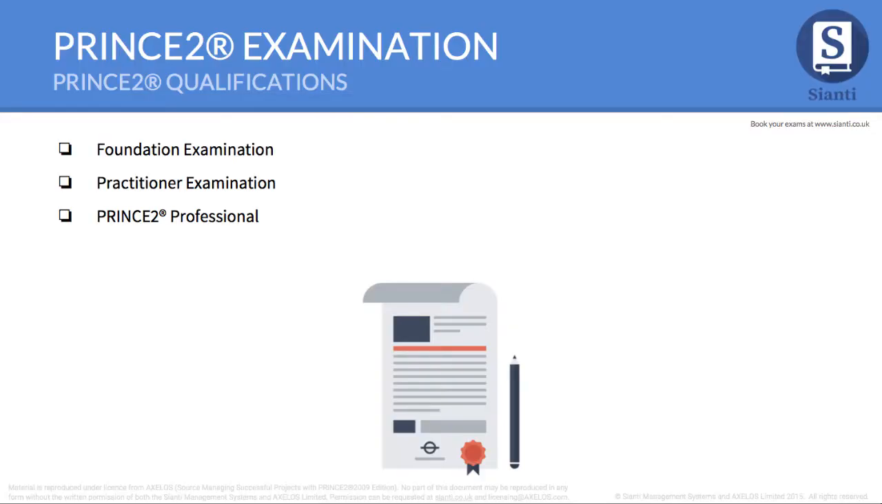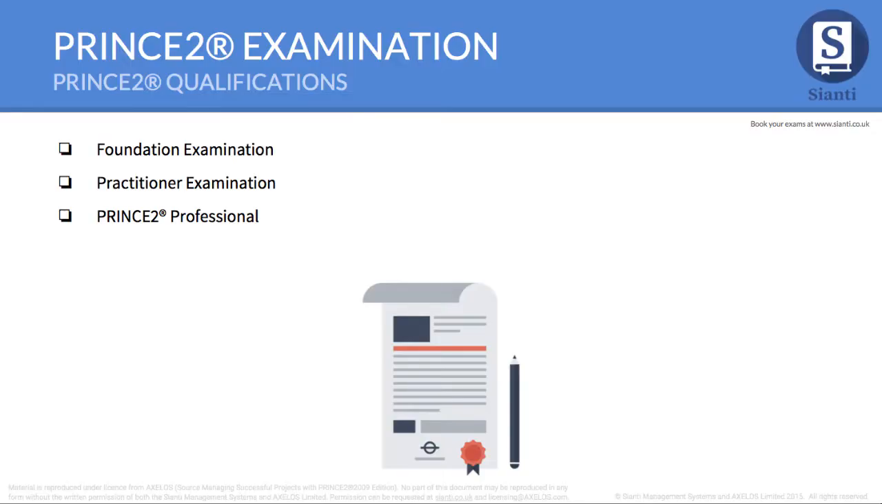Prince2 qualifications, there's 3 levels of qualification in Prince2. A foundation examination, which tests a basic knowledge of the method in terms of its vocabulary, the structure of the method and who does what. That is intended to allow someone to work in a Prince2 environment effectively as a member of the project team.